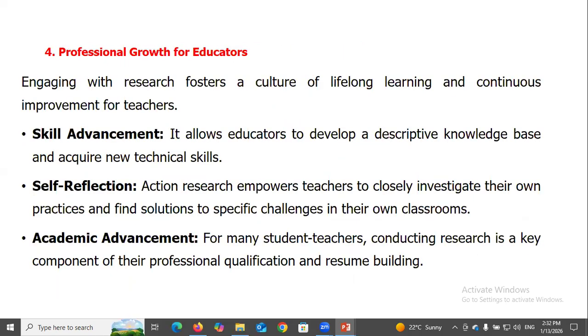Professional growth for educators: engaging with research fosters a culture of lifelong learning and continuous improvement for teachers. Skill advancement: it allows educators to develop a descriptive knowledge base and acquire new technical skills. Self-reflection: action research empowers teachers to closely investigate their own practice and find solutions to specific challenges in their own classrooms. Academic advancement: for many student teachers, conducting research is a key component of their professional qualification and resume building.